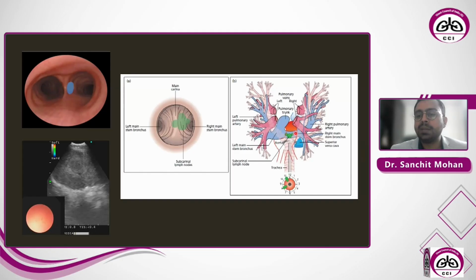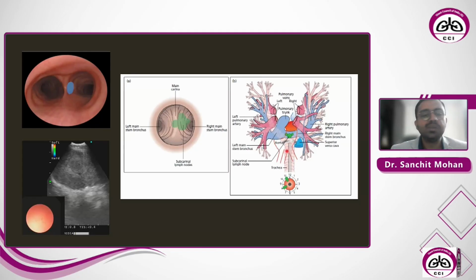This is the right pulmonary artery and the ascending aorta and the arch of aorta. So when you are putting a scope from the right main bronchus, you see the right pulmonary artery and the ascending aorta. And if you go further distally, you will be able to see the left atrium.